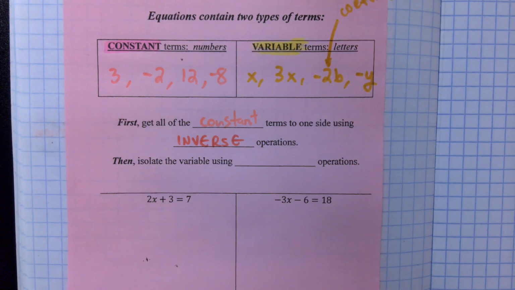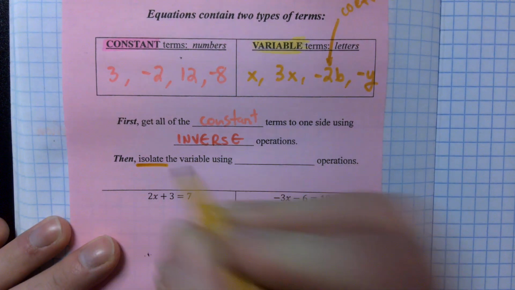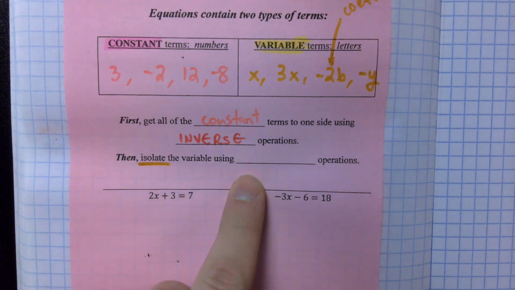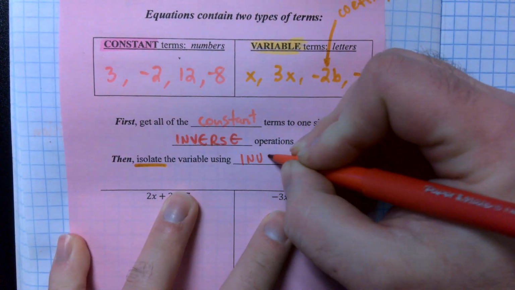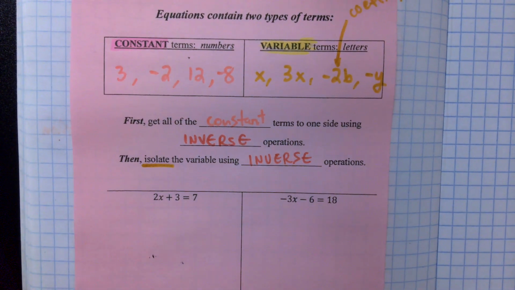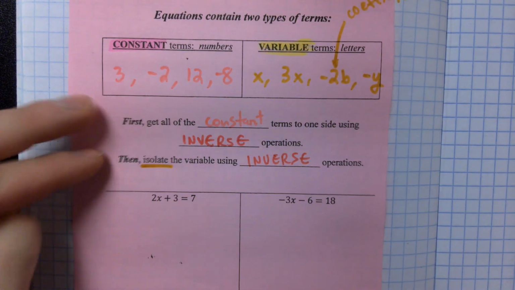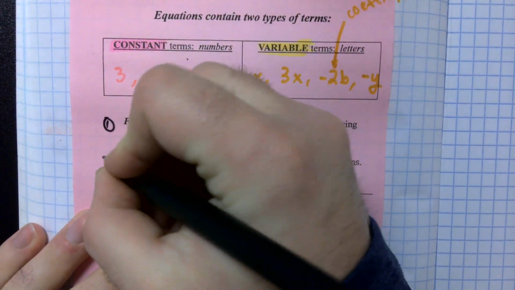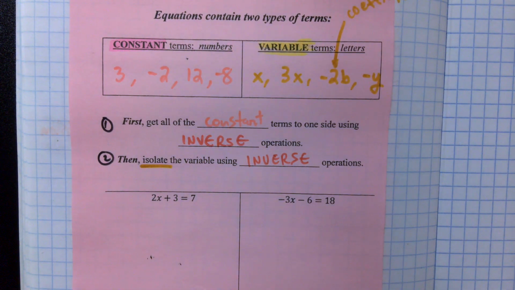Then we're going to isolate the variable. What does isolate mean? Yeah, Ukam? Leave alone, like keep it separate. Yeah, keep it separate. Get it all by itself. We're going to isolate the variable, again, using inverse operations. That's the name of the game here, inverse operations. 2 steps. 2-step equations. Step 1, step 2. And then drawing my line through the equal sign is like step 0.